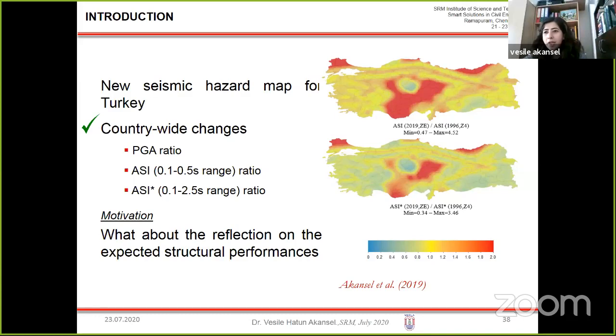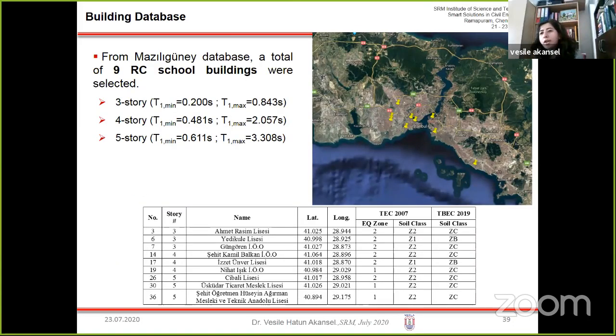Okay, I will mention what the ASI is. ASI is the acceleration spectral intensity, and it looks at a certain area under the spectrum to be able to assess what will happen to the structures in that region. Okay, it's a good estimator for the damage. And then our motivation was, what about the reflection on the expected structural performance? We look at the 3-story, 4-story, and 5-story school buildings, which are located in this region. This is the main historical island, okay? And these are the names of the structures. So we only look at 9 of them for this study.